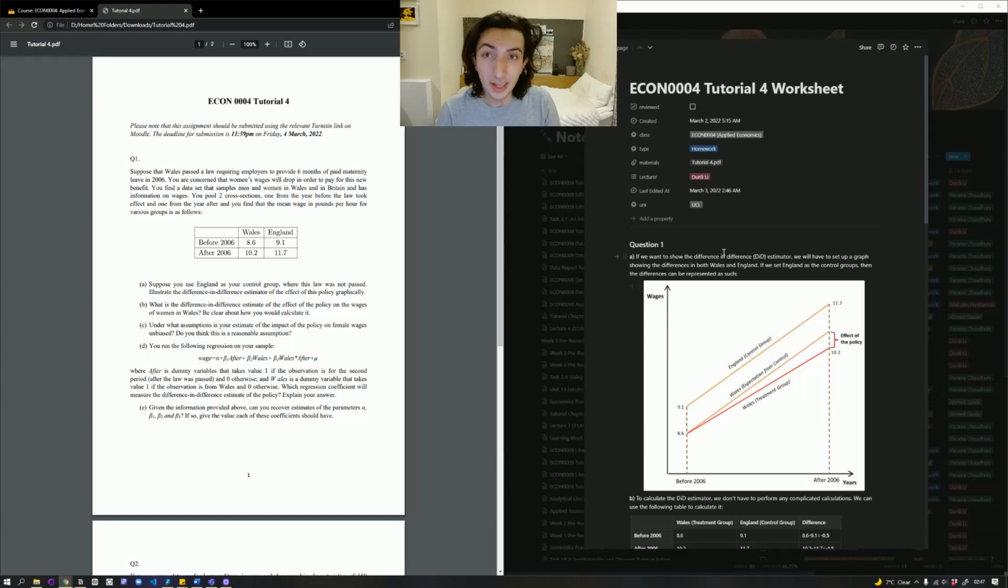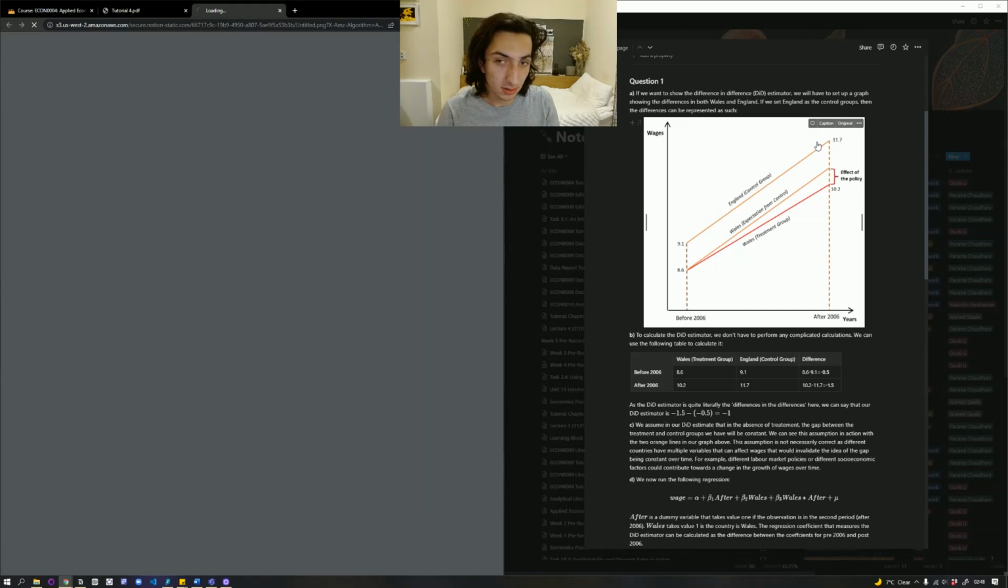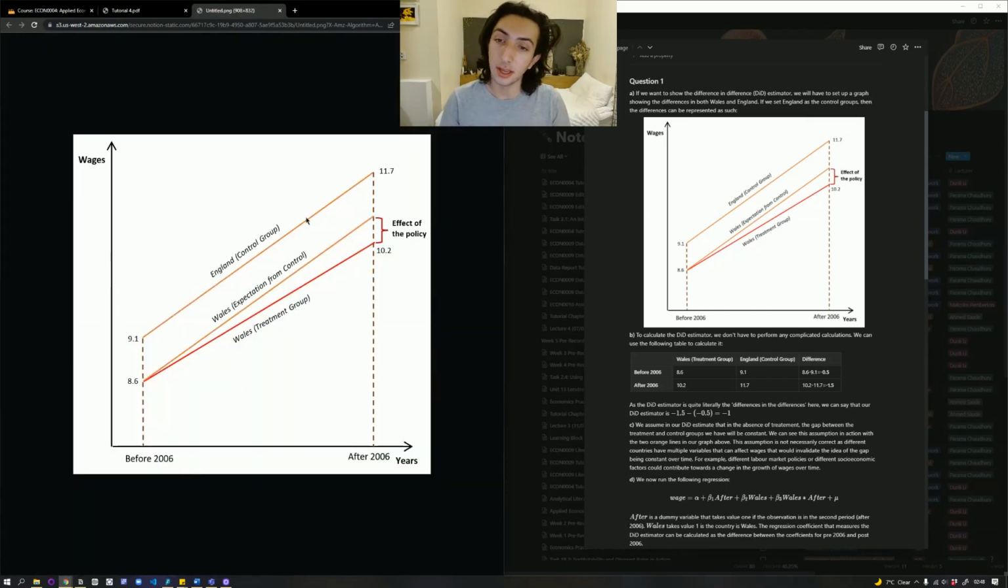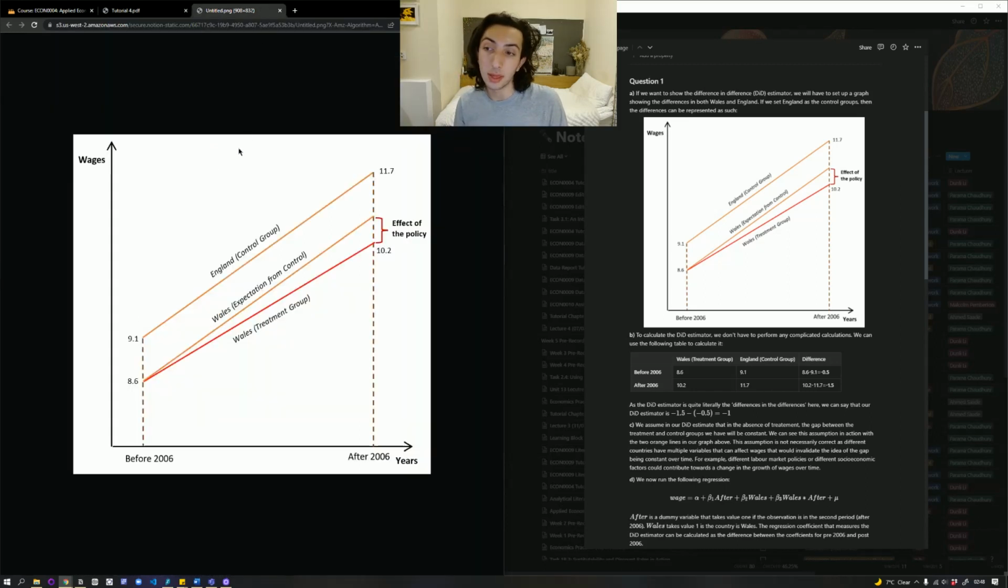Now, to illustrate what a difference in difference estimator is, let's look at our diagram over here. So as you can see here, we have three lines. We have the control group, as you can see on top. We notice that England has a higher value than Wales, so it is going to be above. Remember, we're also plotting the characteristics of our data on the axes. So we've got wages here on the y-axis, and time, or years, on the x-axis. We set up our two periods, before 2006 and after 2006, and we can see here England as the control group is 9.1 to 11.7.